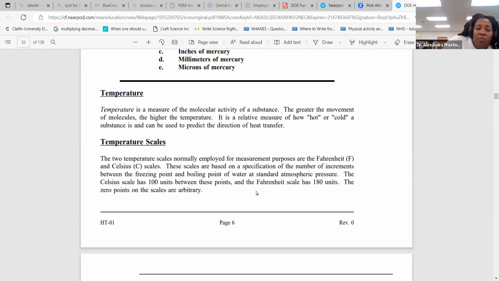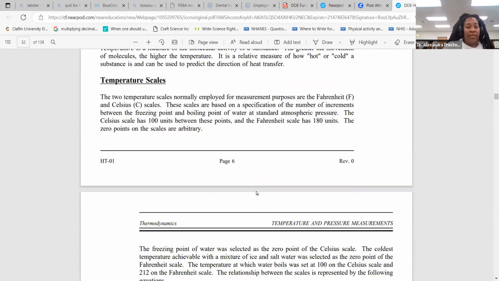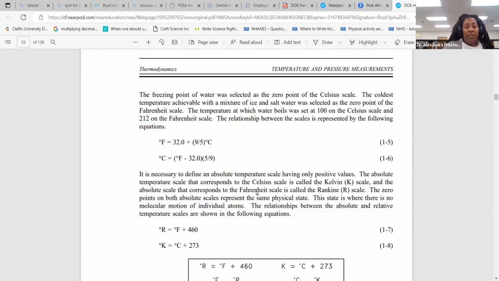So two scales that are normally used for measurement purposes are Fahrenheit and Celsius scales, and these scales are based on a specific number of increments between the freezing point and the boiling point of water at standard atmospheric pressure. And so the Celsius scale has 100 units between the points, and Fahrenheit has 180 units between the points. And those 0 points are arbitrary.